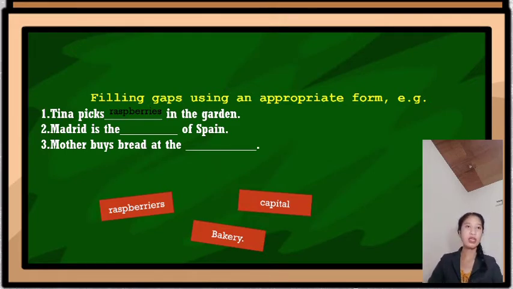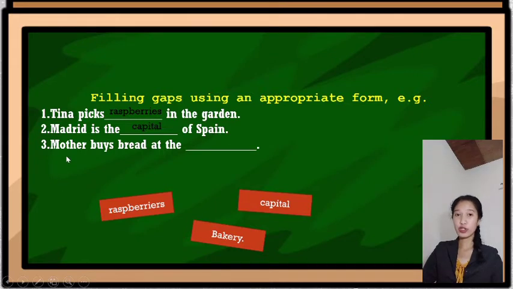Capital is describing a place. So what do you think in the 2 choices? Capital or bakery? The correct answer is Madrid is the capital of Spain. When you know Madrid, this is the capital of Spain, as you might encounter it in the history subject.